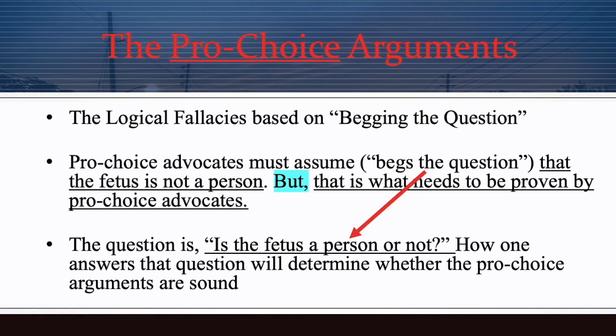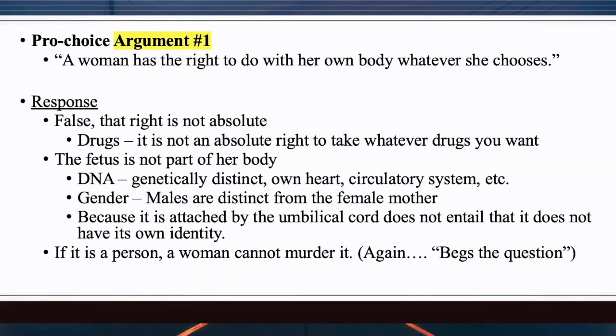Now, we're going to look through 7 pro-choice arguments, and we're going to see the pro-life response, or the pro-life pointing out the problem with their argument. Okay, so pro-choice argument number 1. A woman has the right to do with her own body whatever she chooses. And you'll hear that a lot. And the response is this: well, that's false.